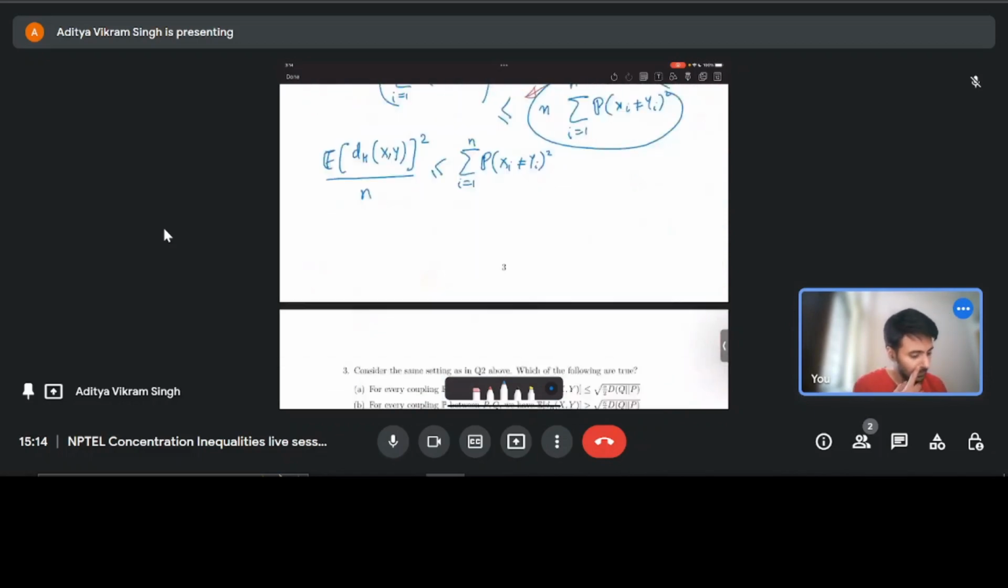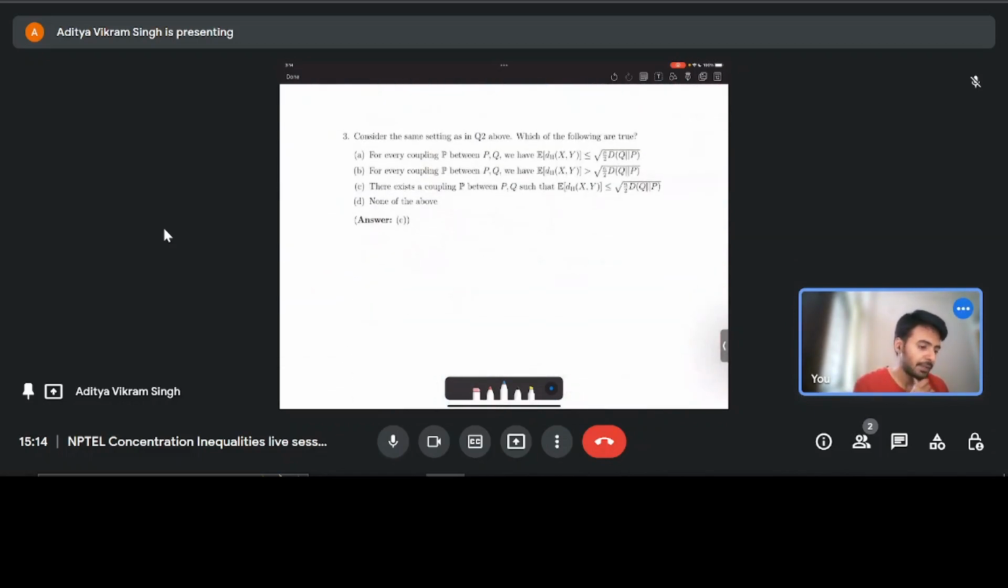Okay, so let's go to question number 3. Consider the same setting as in question 2 above. Which of the following are true? So what we derived in question number 2 was that the square of the expected Hamming distance between x and y, divided by n, is less than or equal to the sum from i equals 1 to n of the probability that xi is not equal to yi, squared.